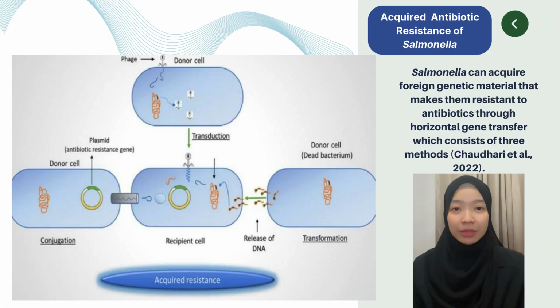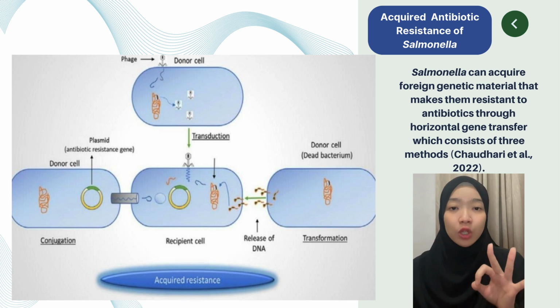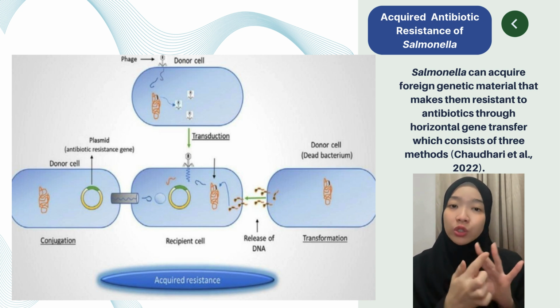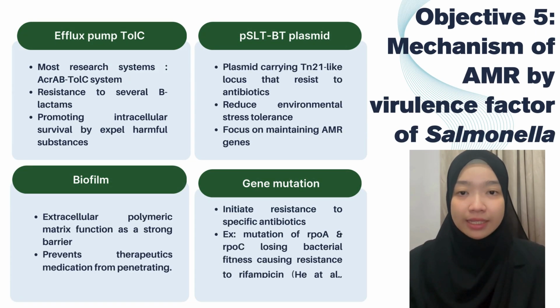The second AMR mechanism of Salmonella is acquired antibiotic resistance. Salmonella can acquire foreign genetic materials that make them resistant to antibiotics through horizontal gene transfer, which consists of 3 methods, which are transduction, conjugation, and transformation. The last objective is about the mechanism of AMR by virulent factors of Salmonella.